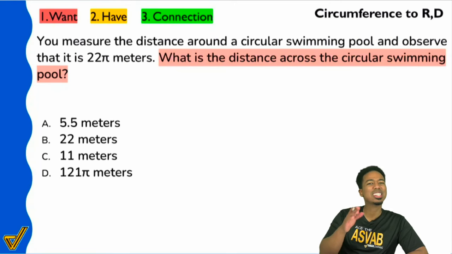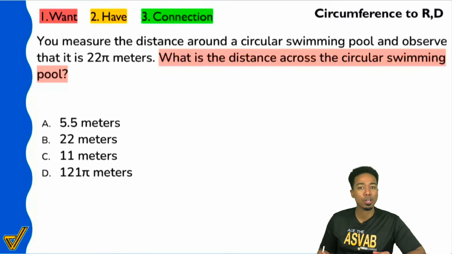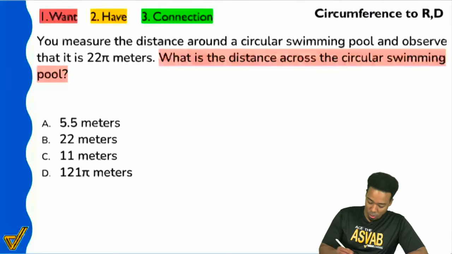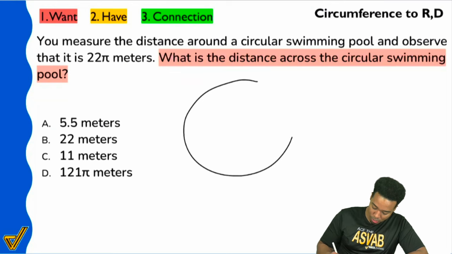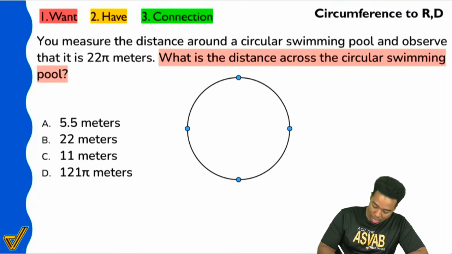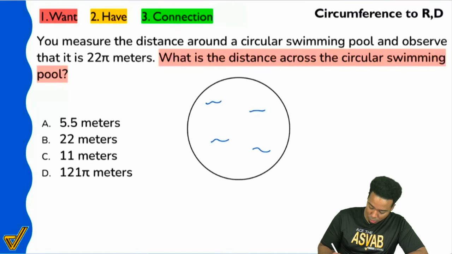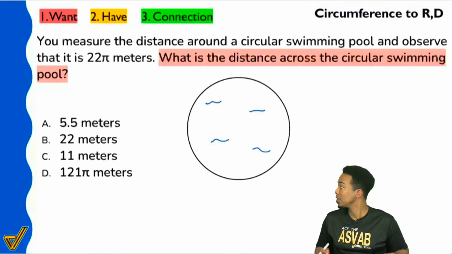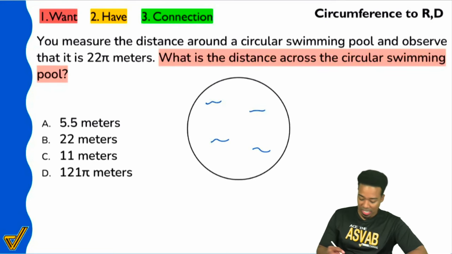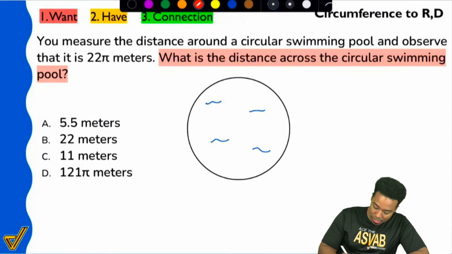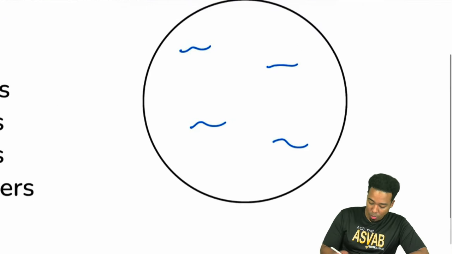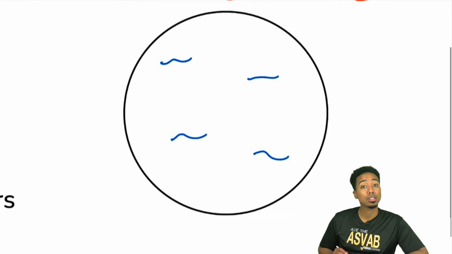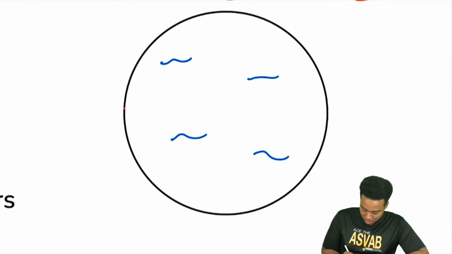Let's go ahead and read this in English and draw a perfect picture showing what this means. So we have a circular swimming pool. So what I'll do is I'll go ahead and draw a circle, and I'm going to say that there's water. Here's my circular swimming pool. There it is. Excellent. Next, it says, what is the distance across? What is the distance across? Let me draw what that distance across might look like. It could look like this.